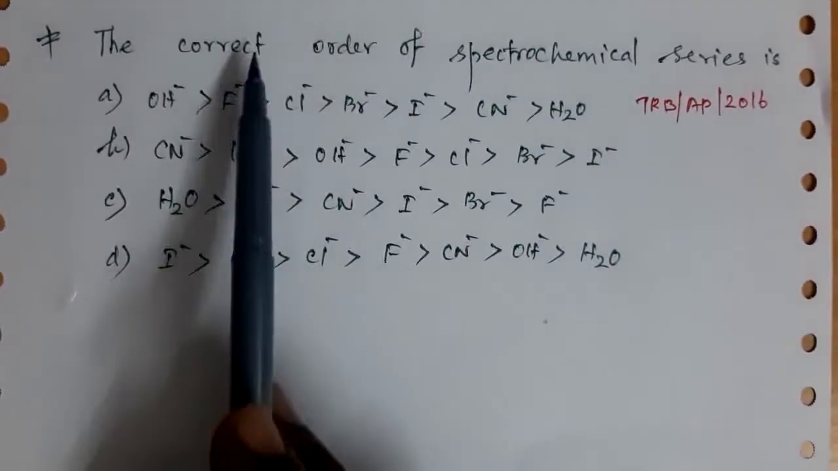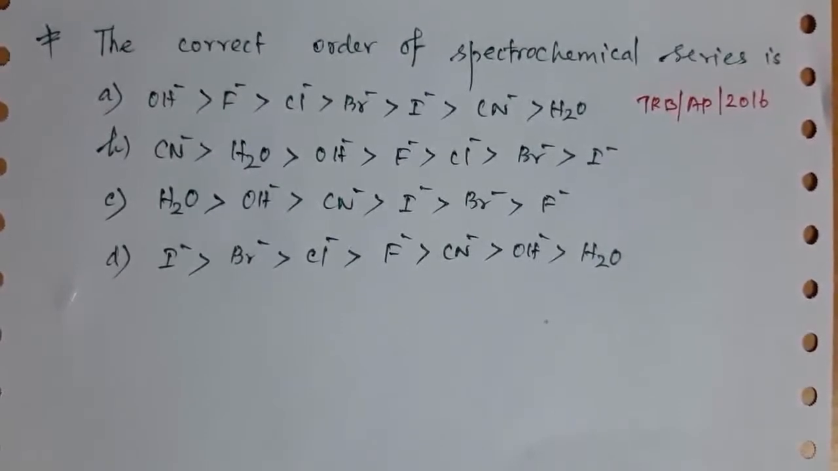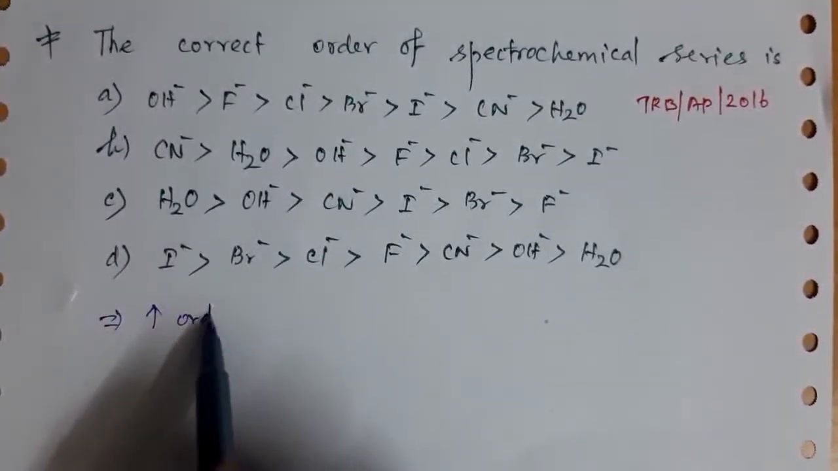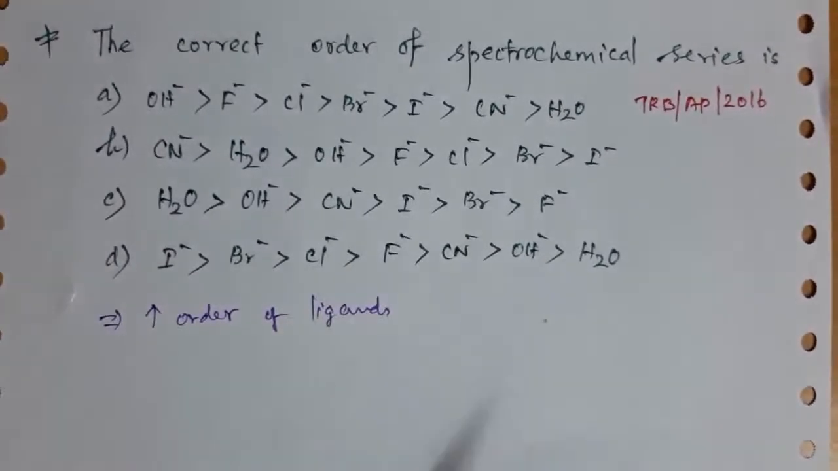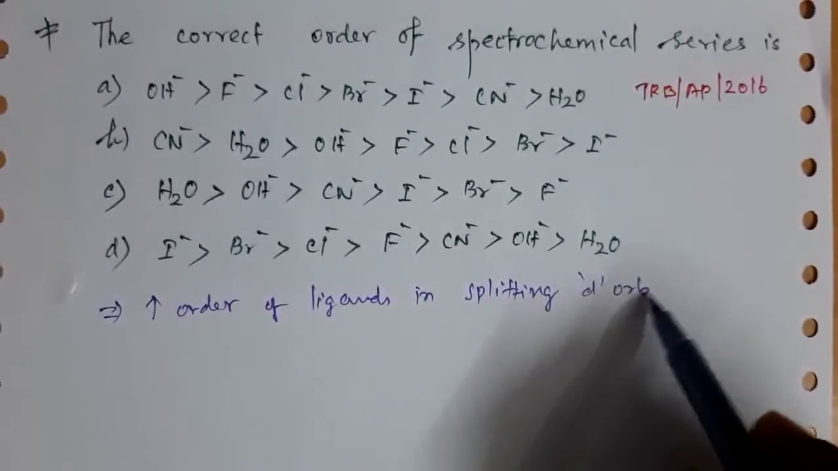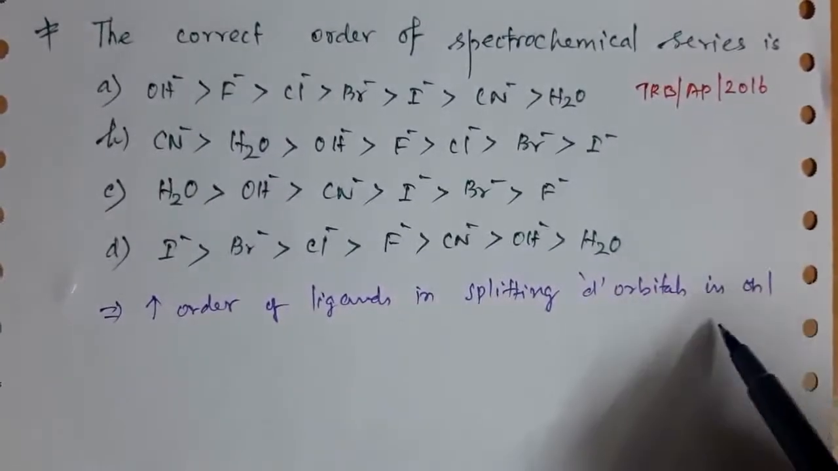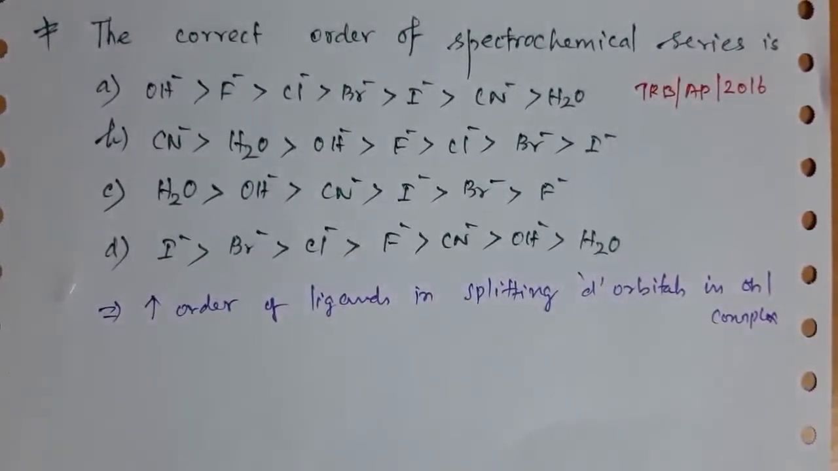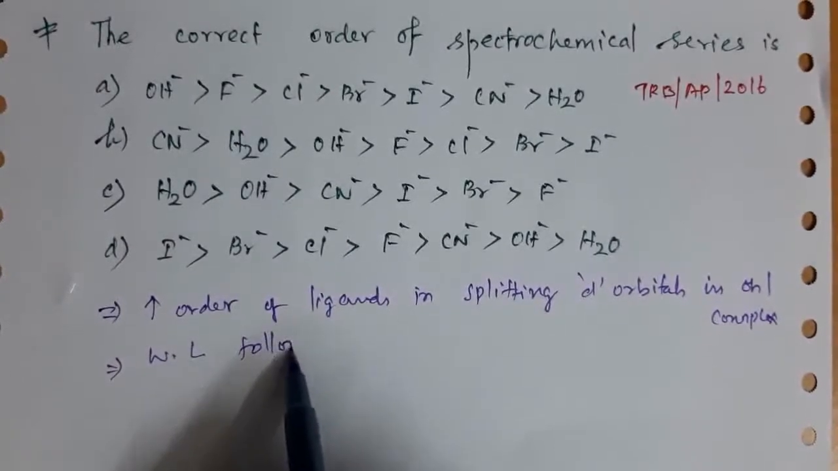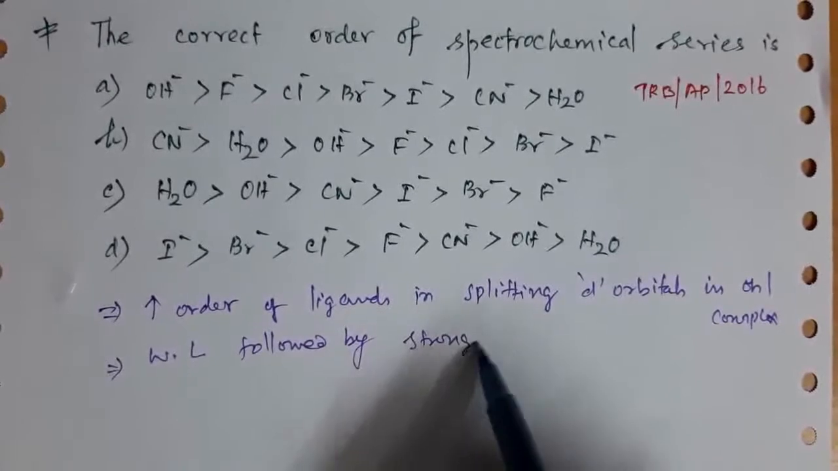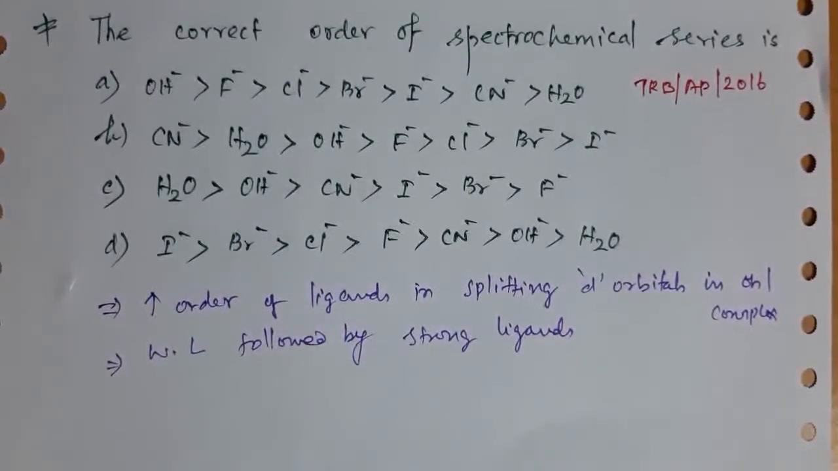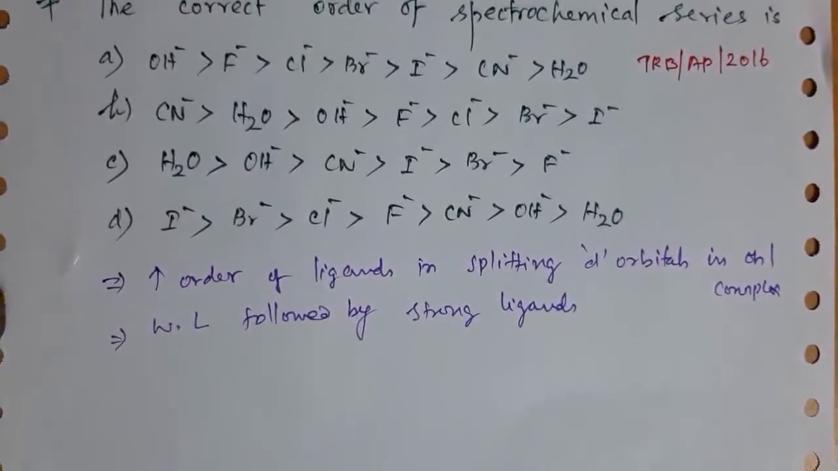Next question. The correct order of the spectrochemical series is: what is the spectrochemical series? It is the increasing order of ligands in splitting the energy of the d orbitals in an octahedral complex. The weak ligands are followed by the strong ligands. So in the spectrochemical series, the ligands are arranged in increasing order of splitting of the energy of the d orbitals.